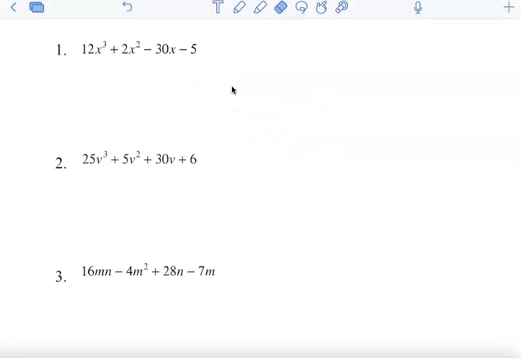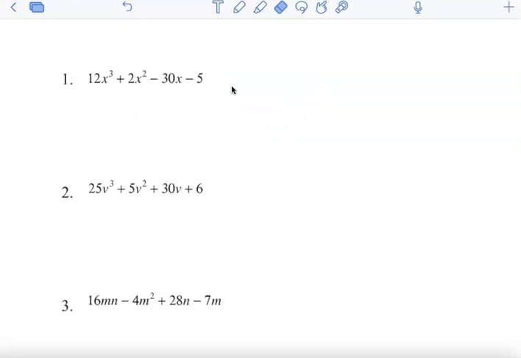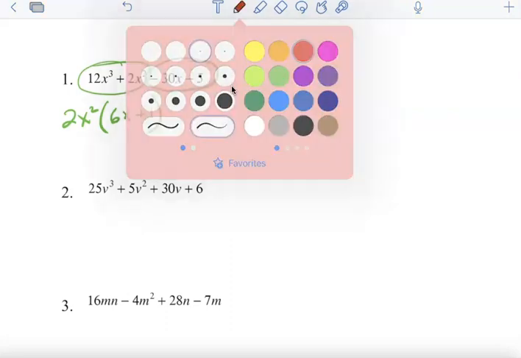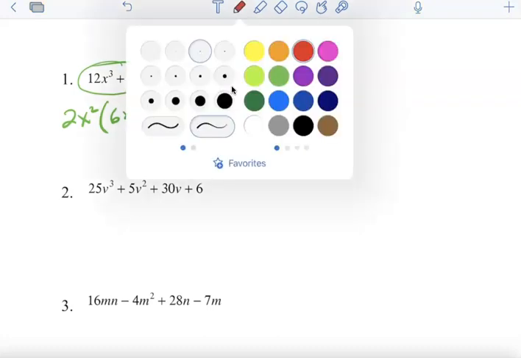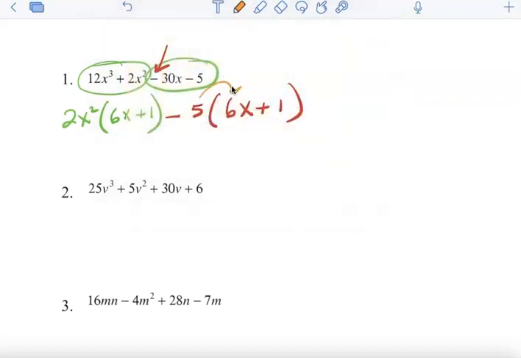So let's look at a couple more before we stop. Here's 1. So let's do first 2. They have a 2x squared in common, leaving me a 6x plus 1. And the second pair, here's the tricky part. Remember, if that's a negative there, pull out a negative term. So it's negative 5, so it'd be a 6x plus 1. Remember, those 2 terms, negative 5 times 6x and negative 5 times positive 1, have to give you what's in that circle above. So 2x squared minus 5 go together, and then the 6x plus 1 go together.